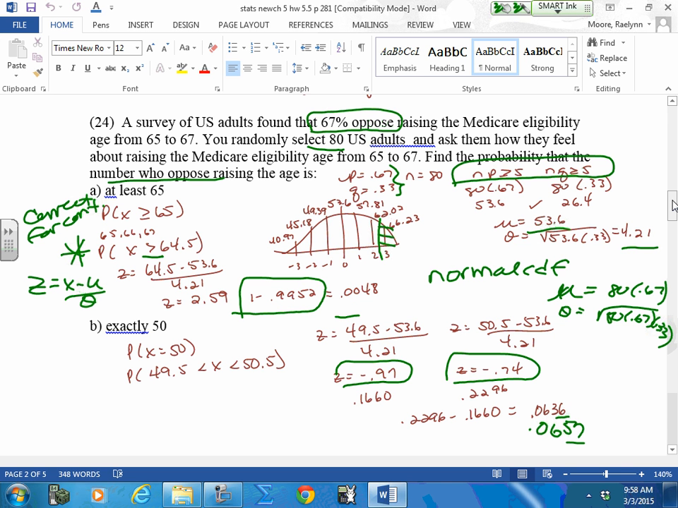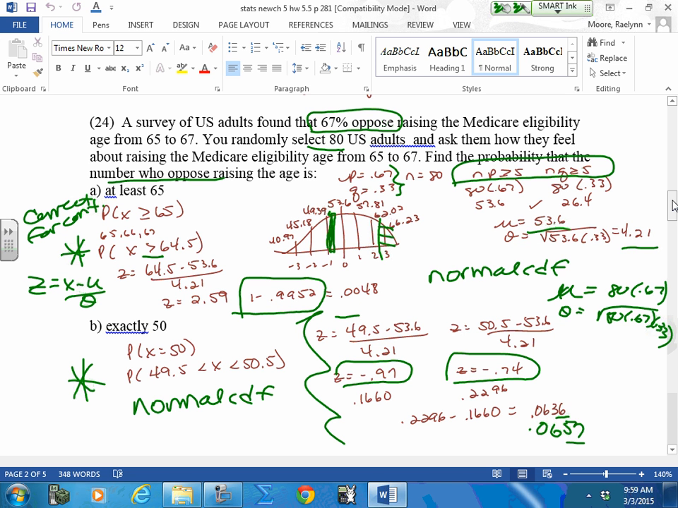Exactly 50, you want your bar that's right here somewhere. You want this bar, exactly 50 would be a little point on that. You want to expand it to a bar. You want the area under the curve for when this is between 49.5 and 50.5. If you never use the calculator for anything else, the in-between is the best. You have a lot of work right here. You can bypass this with your normal CDF.